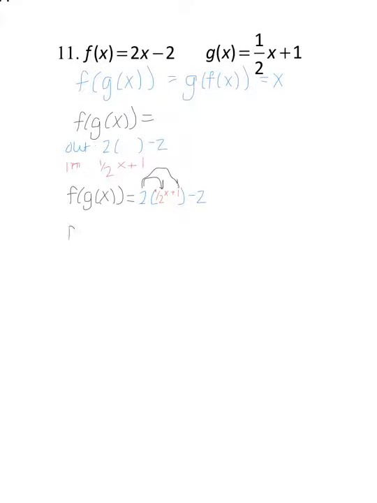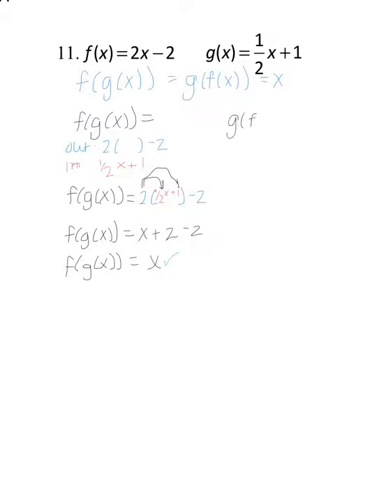And what you get is f of g of x equals 2 times 1/2 is just 1x, and 2 times 1 is 2, so 2 minus 2. And so f of g of x is equal to x. So that's good. That's like the first check mark, but we have to go the other way as well. We have to check g of f of x.